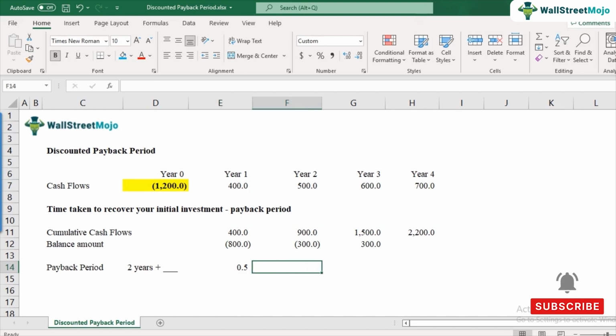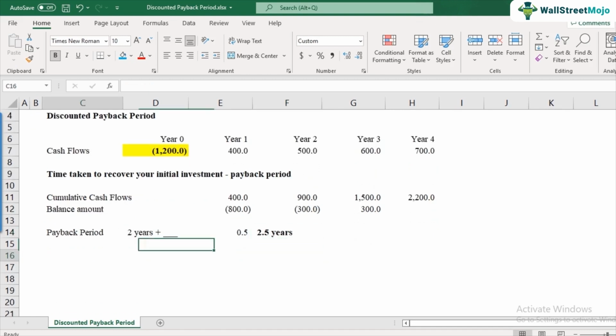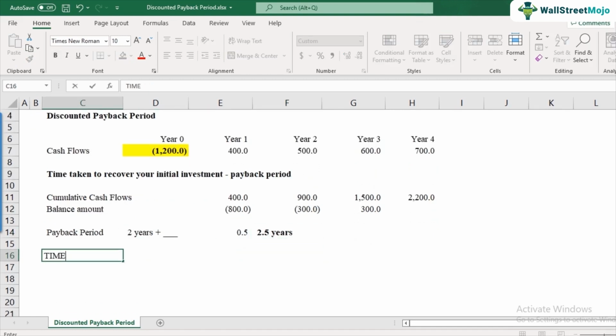So the overall payback period will be nothing but 2 plus your 0.5, that is 2.5 years. Okay. So this is how payback period is calculated. Fairly simple. Now, look at what we have done right now. What's its biggest limitation? The biggest limitation is it doesn't consider time value of money.